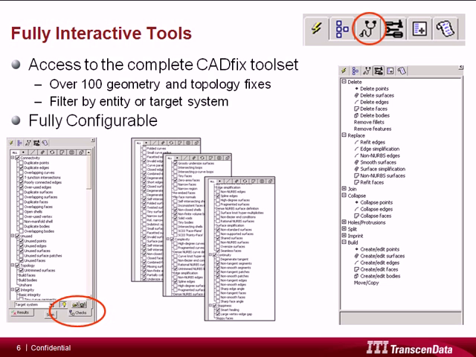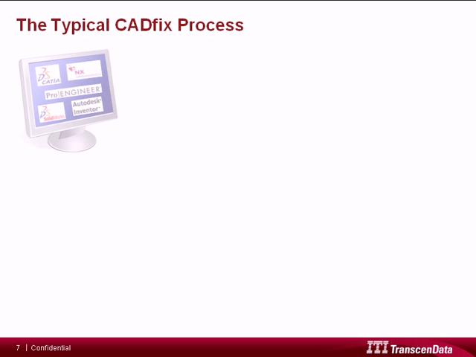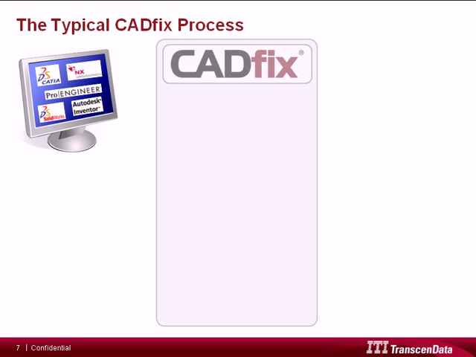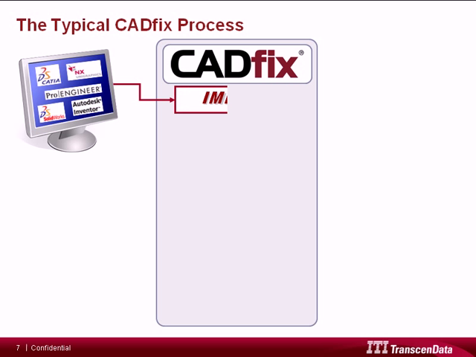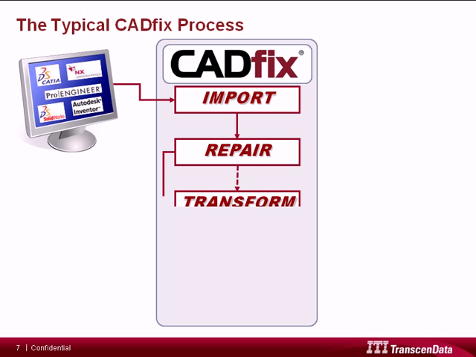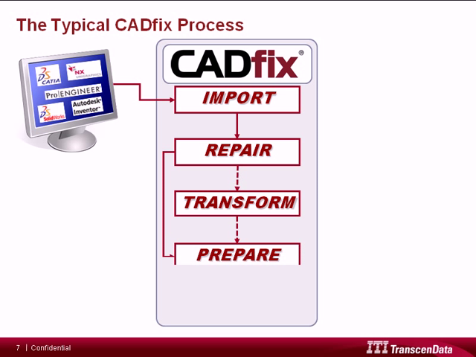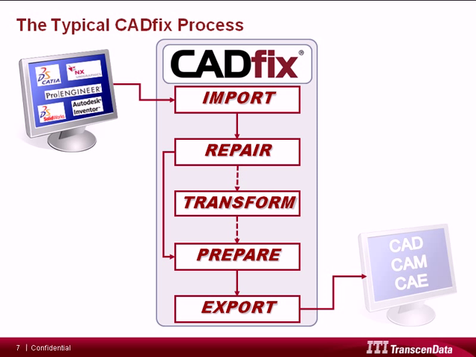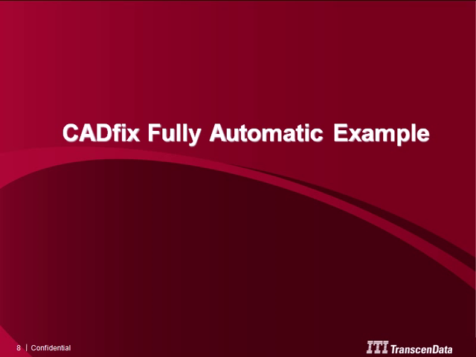The typical CADfix process is as follows. After the model has been opened, the repair process should be run. Once a model has been repaired, if you are creating models for analysis or manufacturing, you can use the advanced defeaturing tools. The next stage is to prepare the model for your downstream system, making it compatible with the CAD system prerequisites. Finally, you will export or write the model data to a new CAD file ready for use in your target system. I will now run through a fully automatic example.